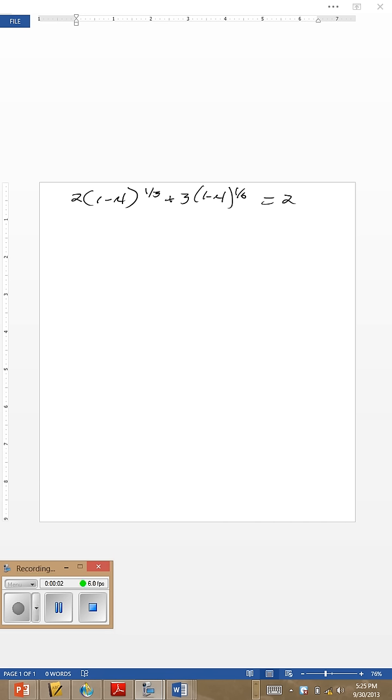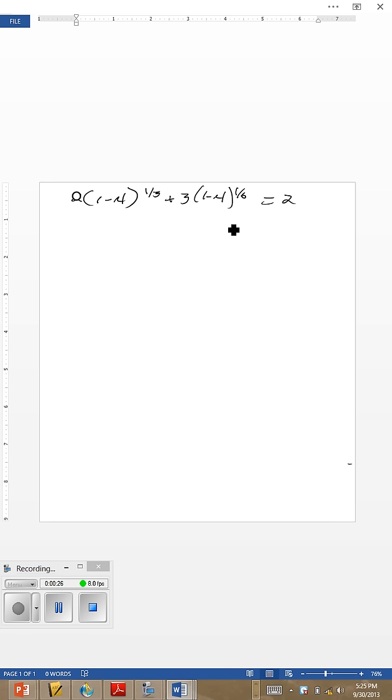Now let's look at one last problem. In this problem, we want to solve for x: 2(1 − x)^(1/3) + 3(1 − x)^(1/6) = 2. Now obviously, again, this is going to be a substitution, so that we make it look quadratic.